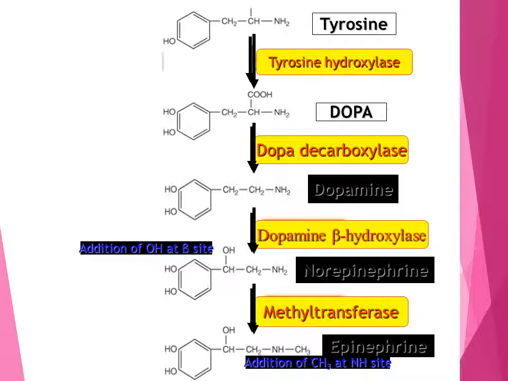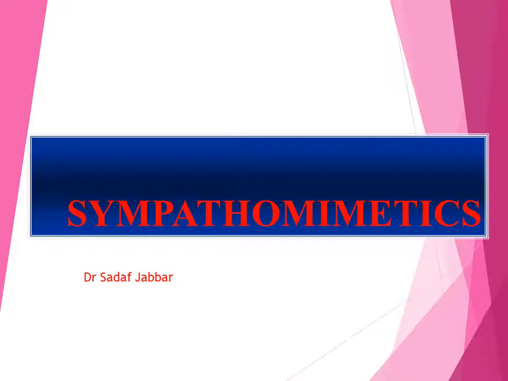Here we quickly revise how the neurotransmitters related to the sympathetic nervous system are synthesized. As you all know, tyrosine enters the nerve terminal, where in the presence of the tyrosine hydroxylase enzyme, tyrosine is converted into dopa. So I hope now you have a crystal clear concept of the sympathetic nervous system.